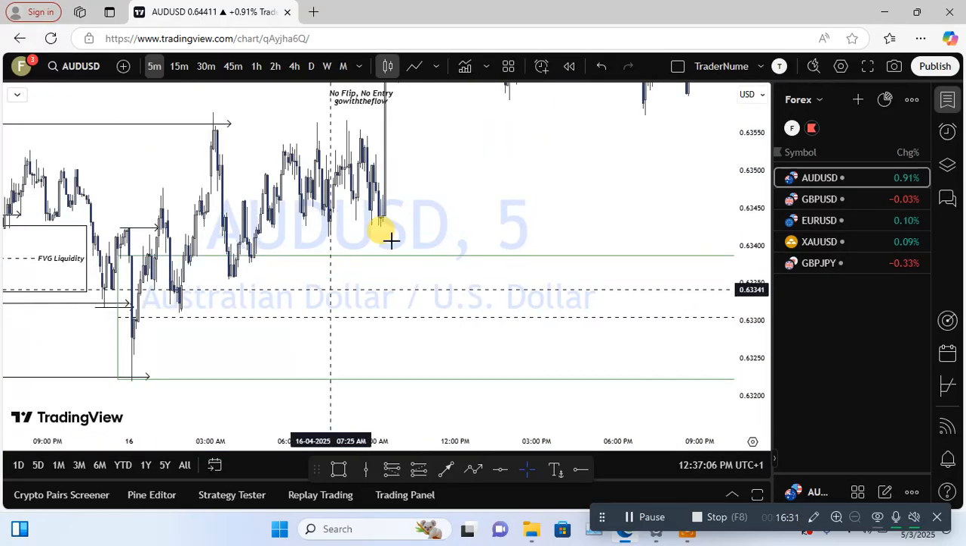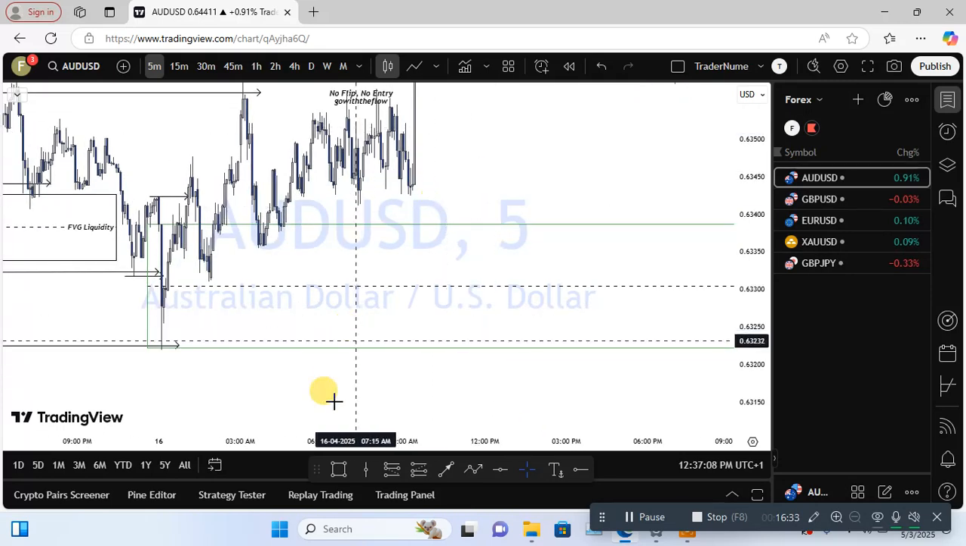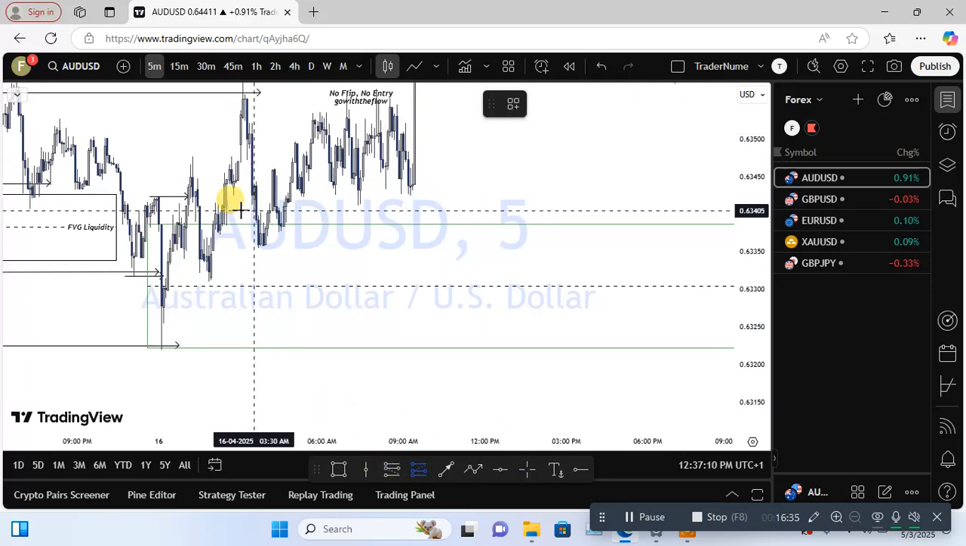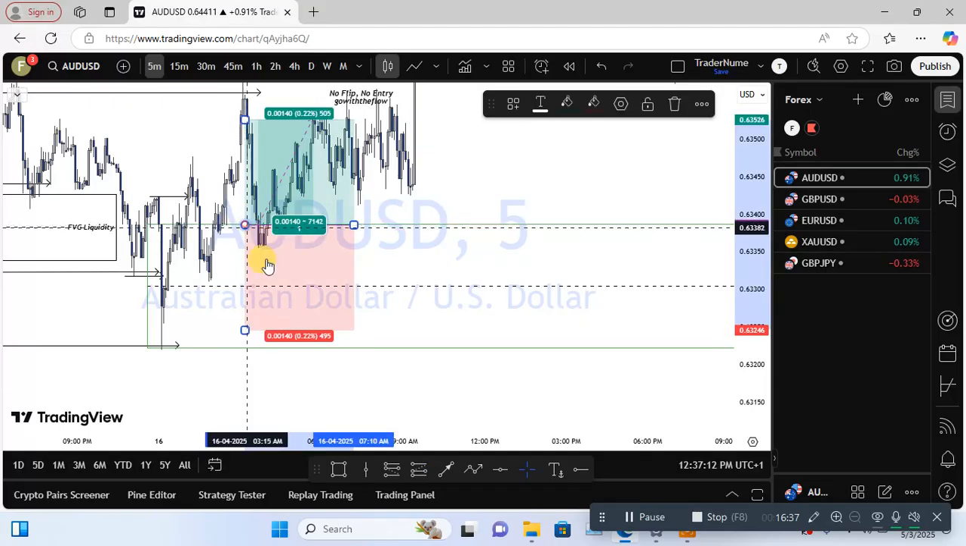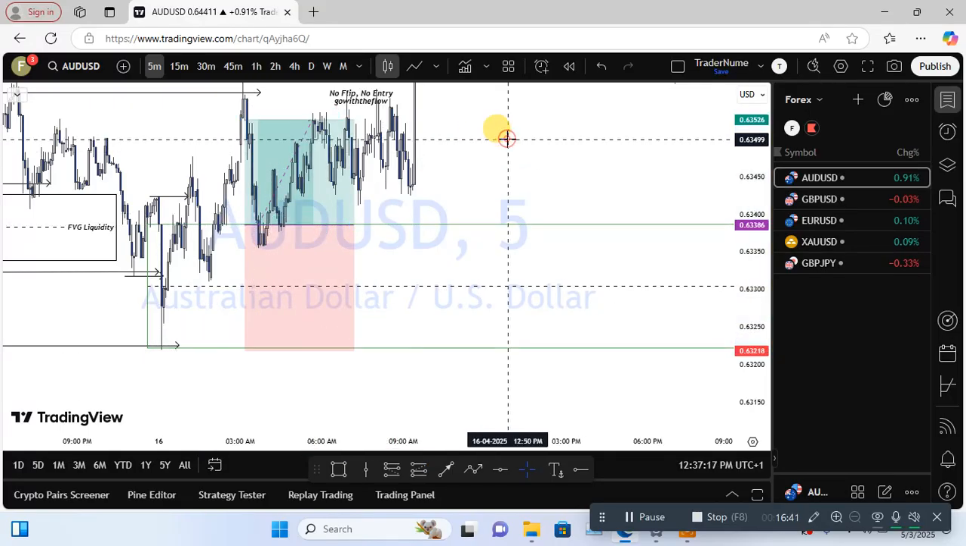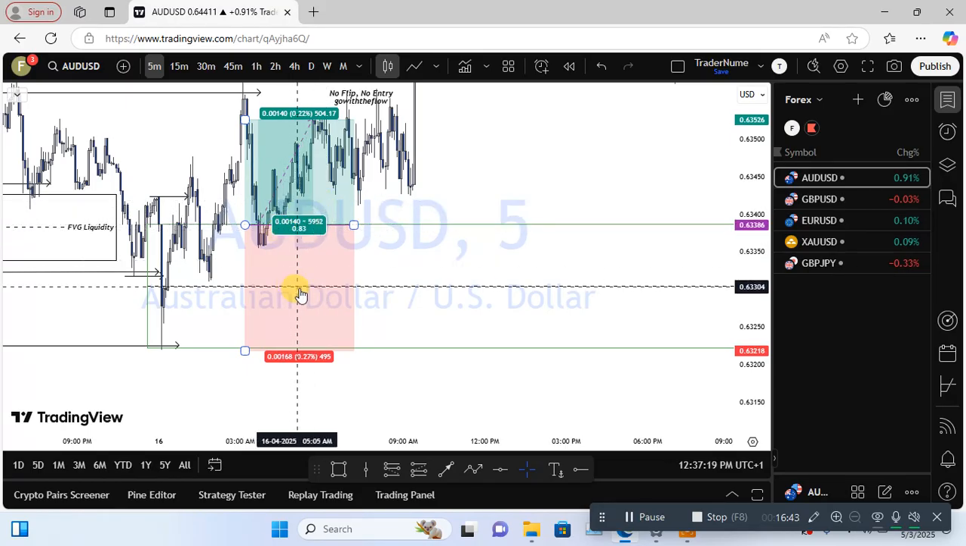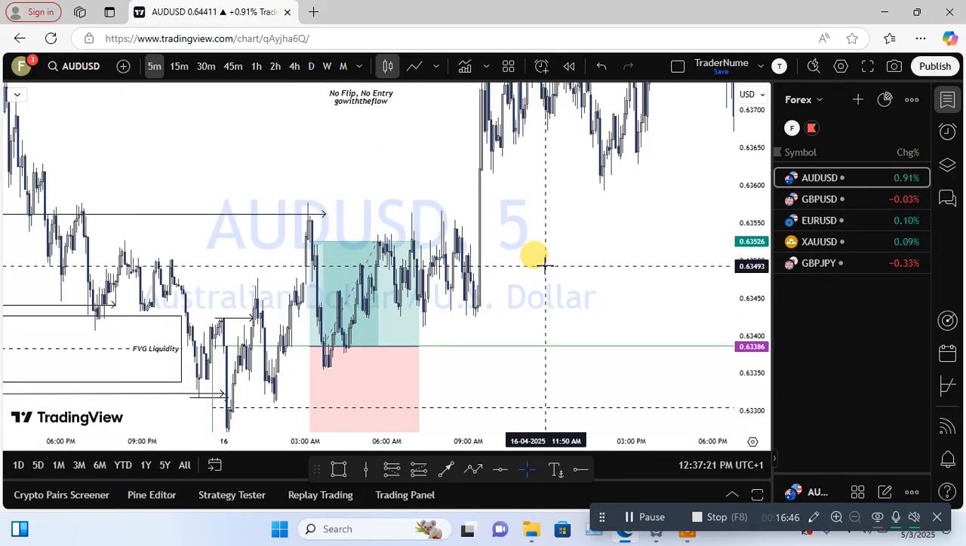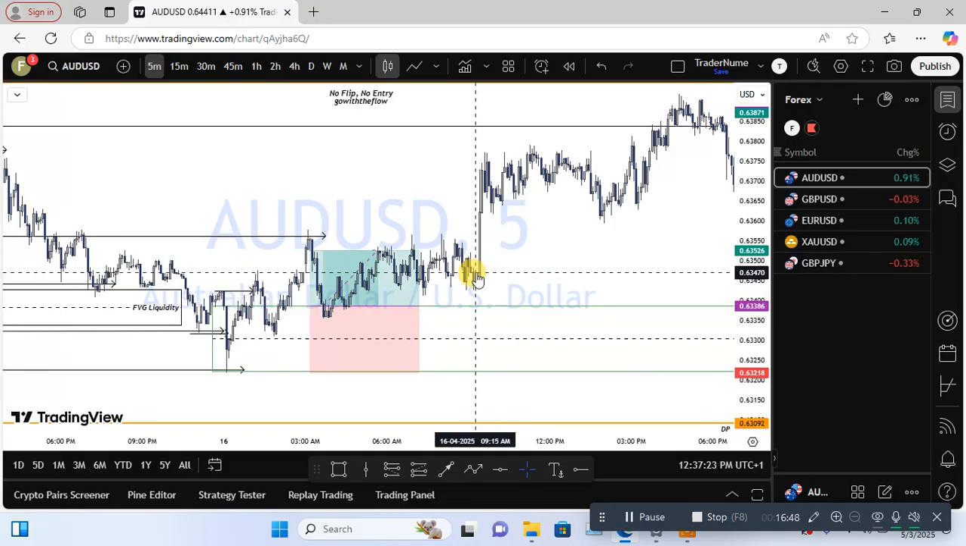The first tap was here. Price came, tapped in here, and just pushed up from here, because normally this is the best kind of entry. Price is not going to go down below this, so you target the high.